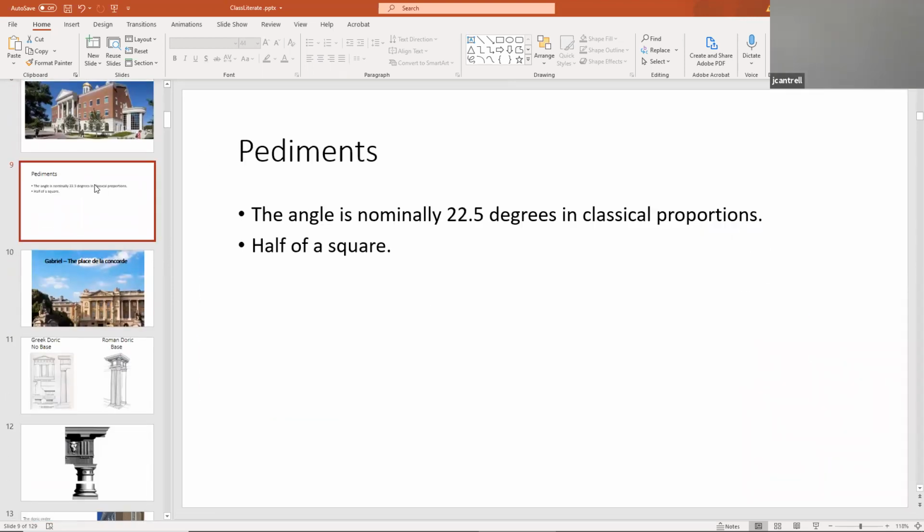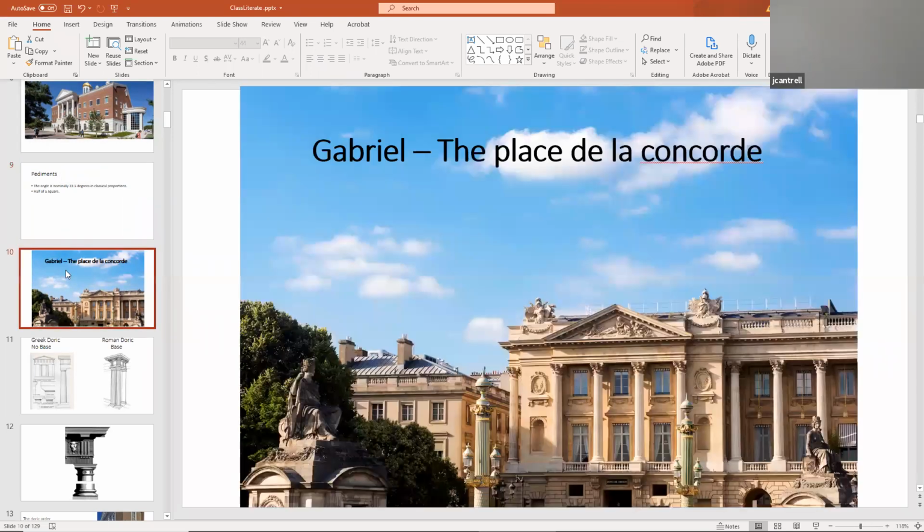Okay, so let's take a look at the word pediment. Of course, the pediment is the triangular member above the columns. This is really interesting because classical order has very serious, specific numbers of dimensions and angles. The angle of the pitch is normally 22.5 degrees. So we're looking at roughly half of a square. Let's take a look at how it's properly done.